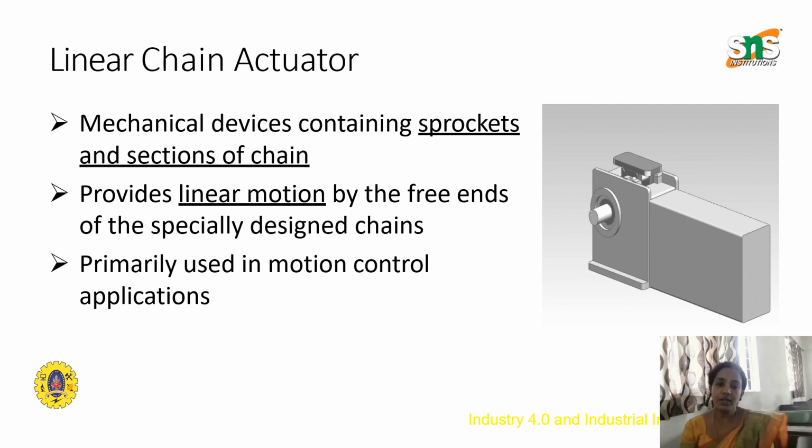Next one is the linear chain actuators. These are mechanical devices which produce linear motion by the free ends of specially designed chains. With the help of a chain, the input action will be in the form of rotation, but the output will be linear. So that is what they mentioned here. Primarily used in motion control applications.